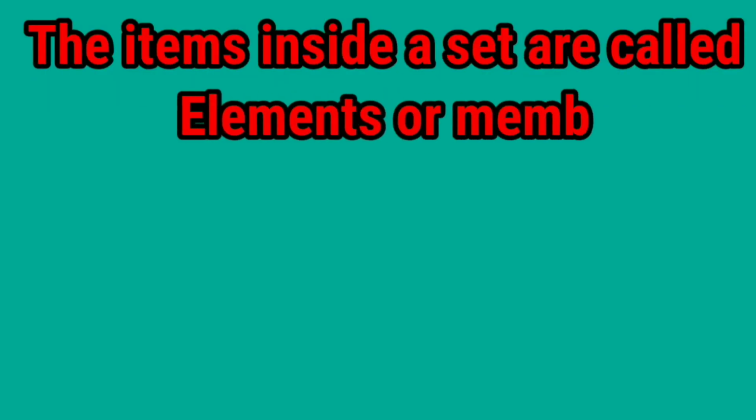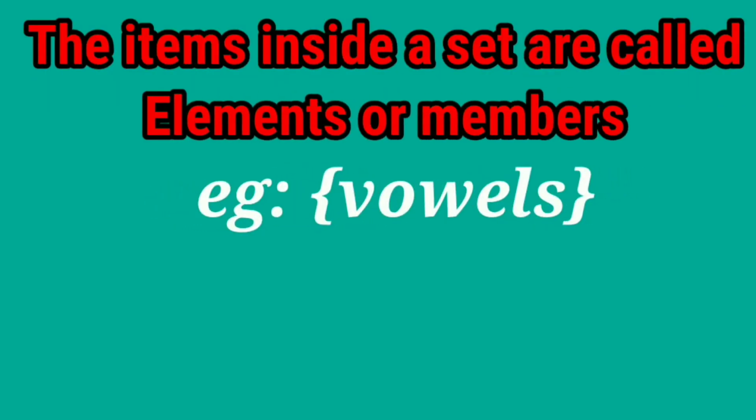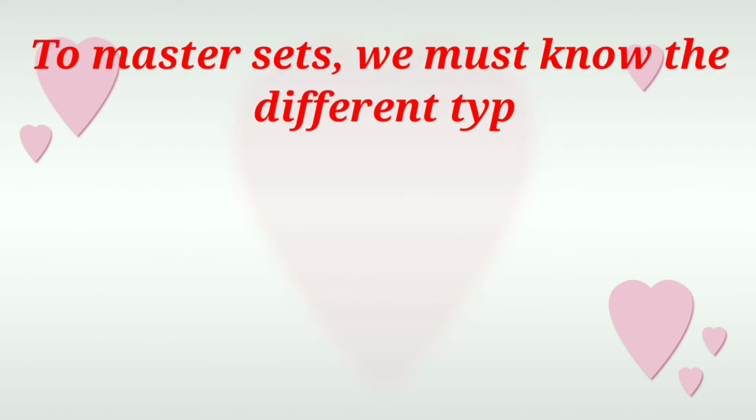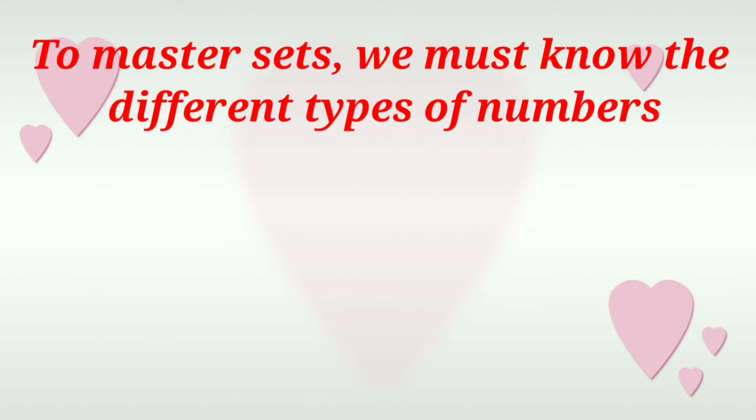The items inside of a set are called elements or members. Example, the set of vowels. The members would be A, E, I, O, and U. To master sets, we must know the different types of numbers.